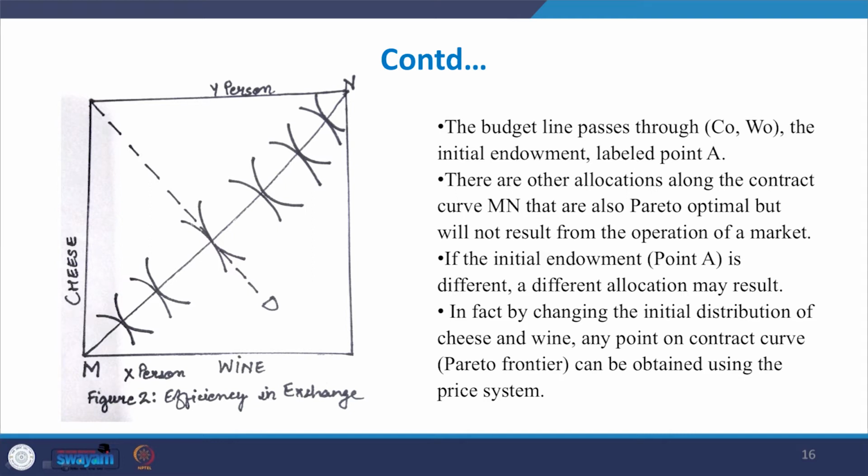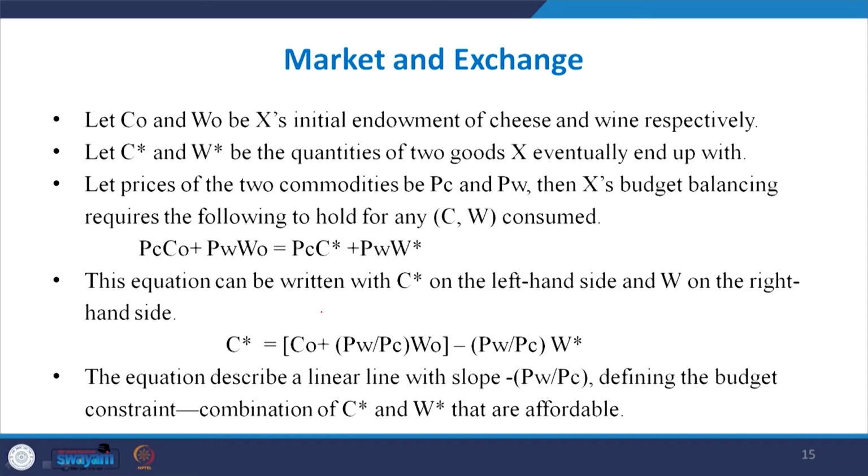So, this equation describes a linear line with slope minus PW divided by PC. The slope of the line is negative, indicating that there is a trade off between the two, defining the budget constraint. If a combination of C star and W star is affordable on the budget line, as I already told you, any point on the budget line is achievable under the given budget constraint.